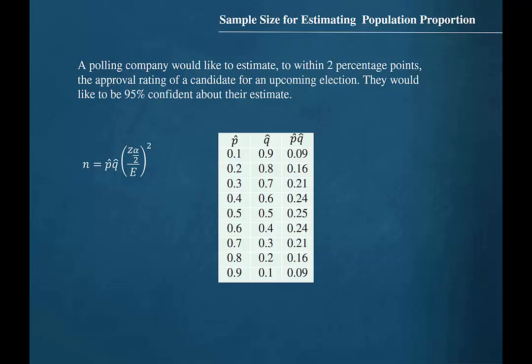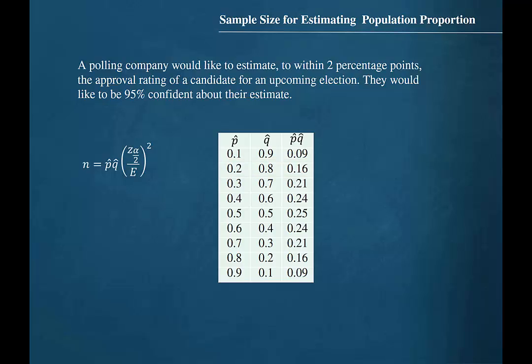Recall that q-hat is the complement of p-hat. In other words, we can find q-hat by subtracting p-hat from 1. So when p-hat is 0.1, q-hat is 0.9, and their product is 0.09. When p-hat is 0.2, q-hat is 0.8, and their product is 0.16.